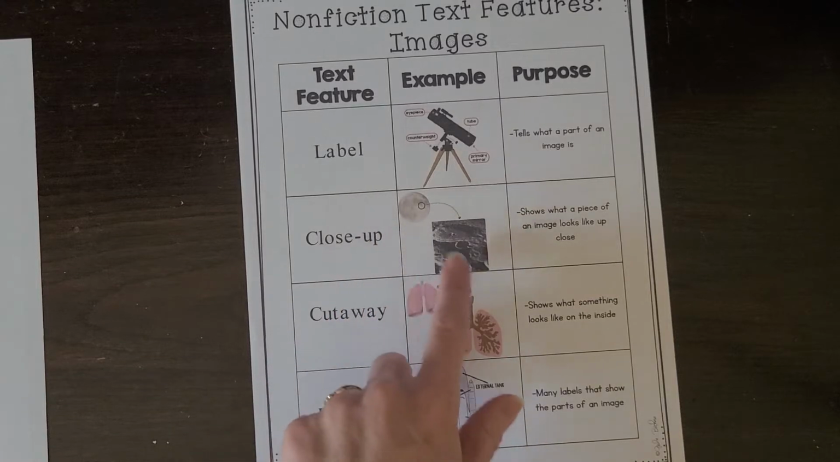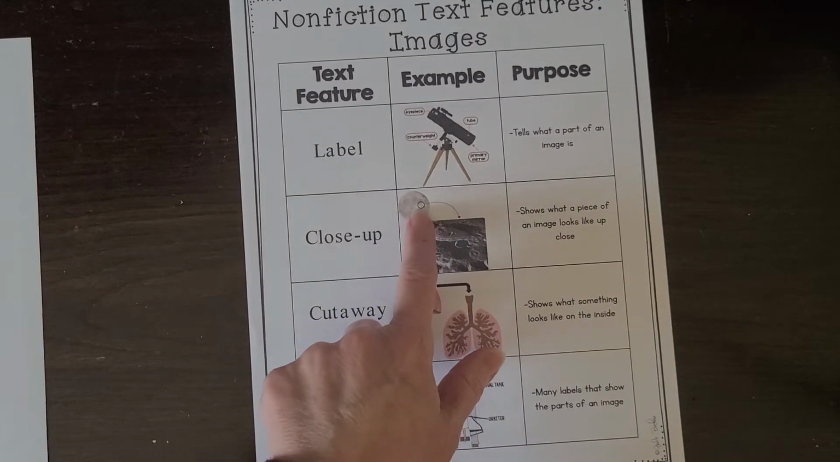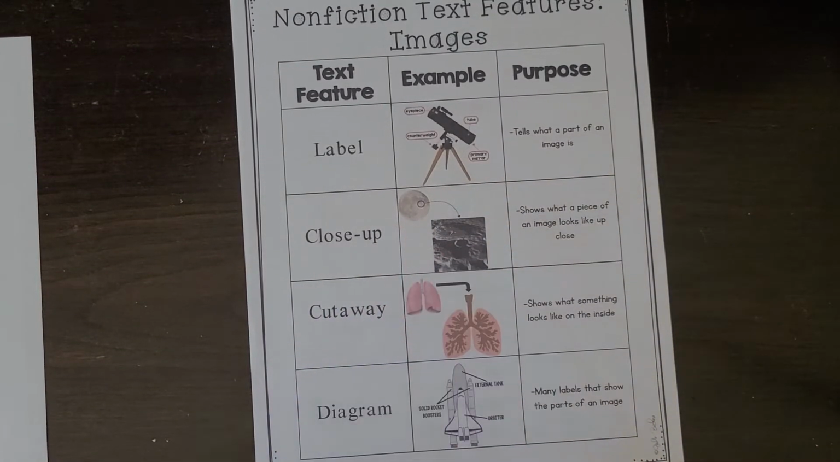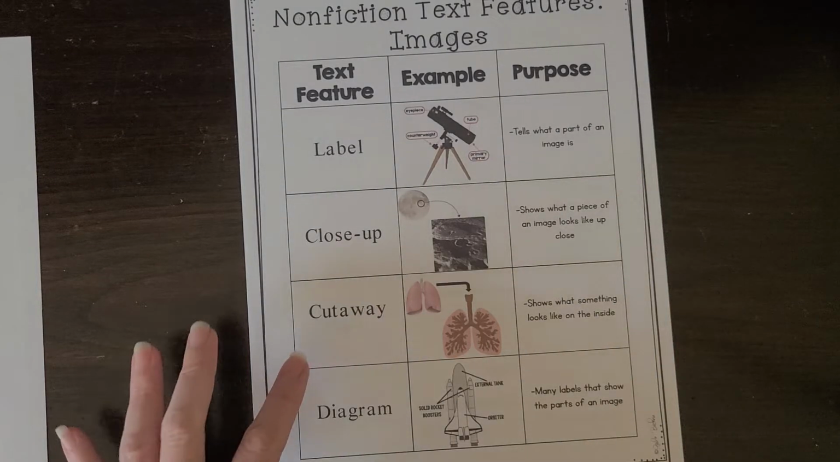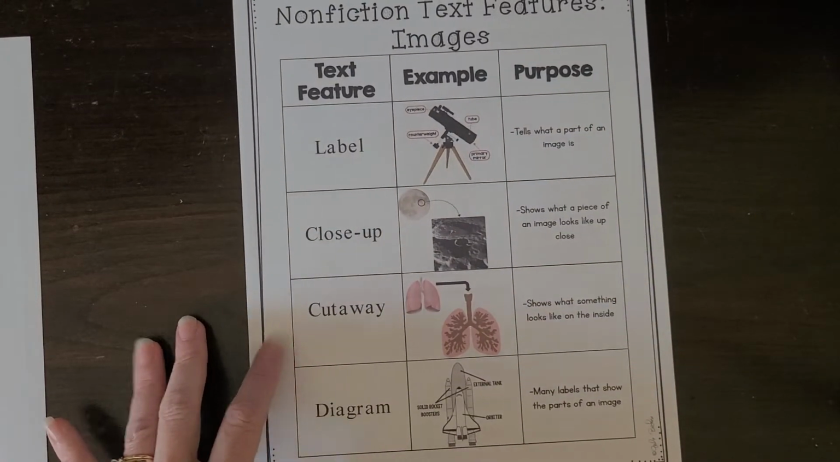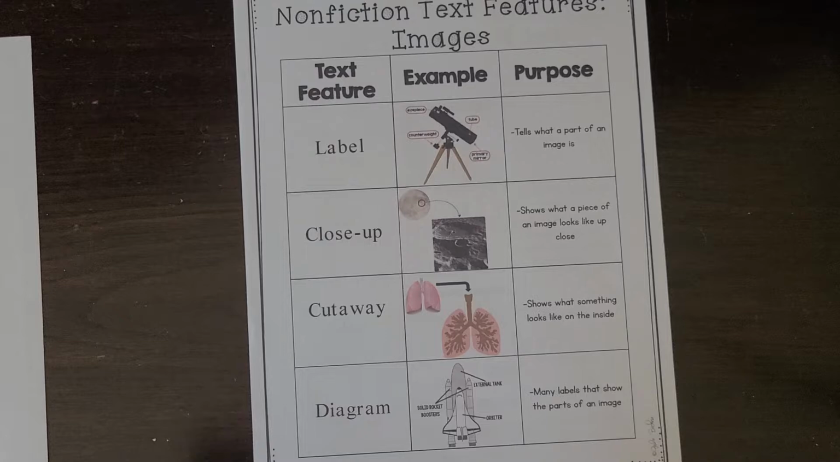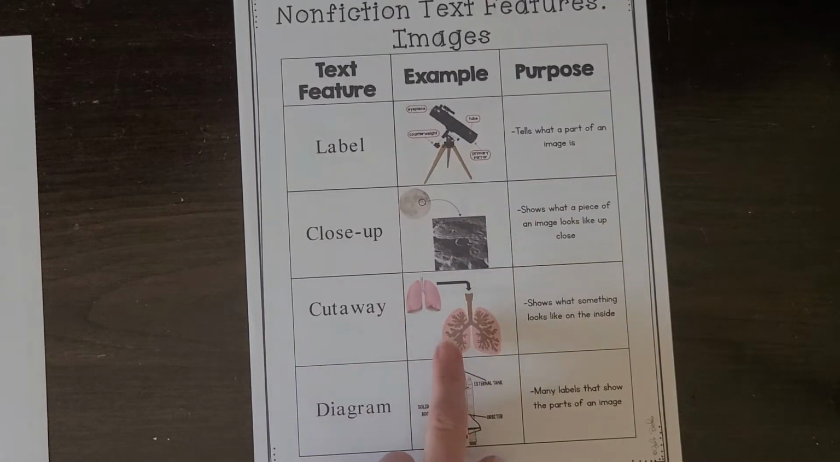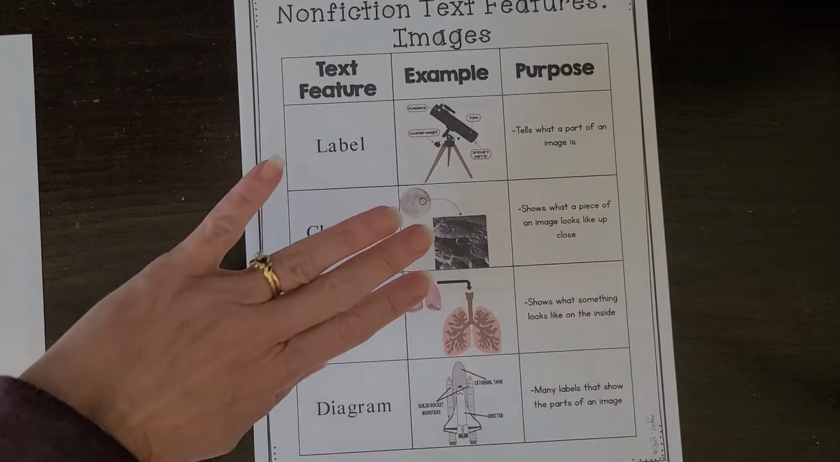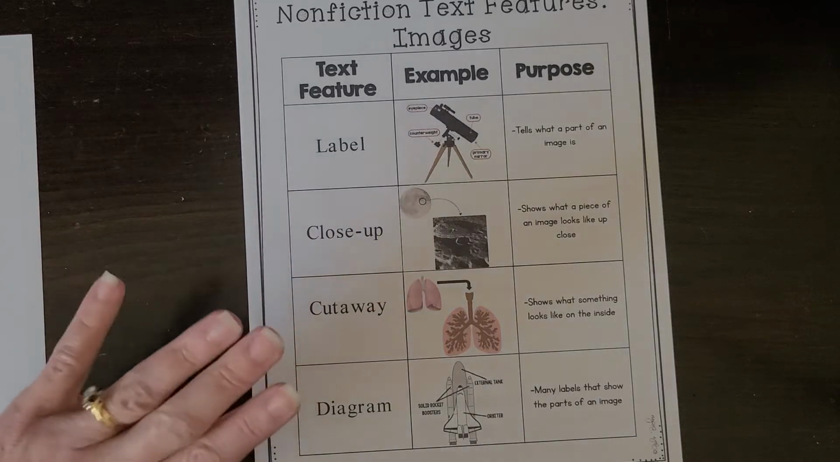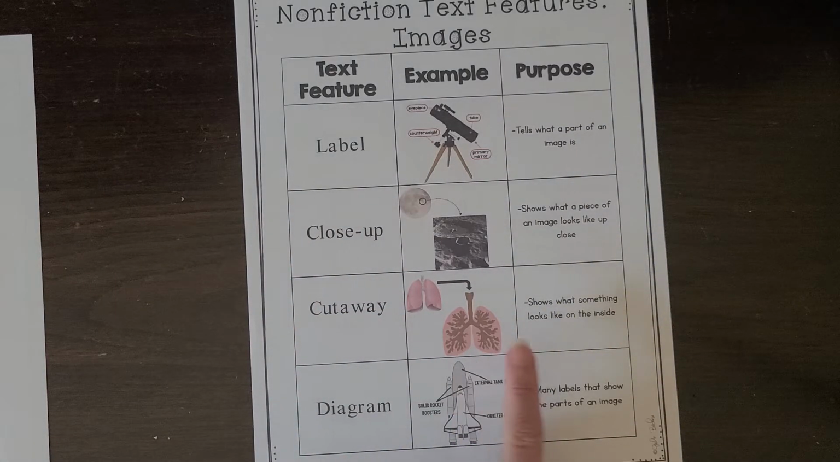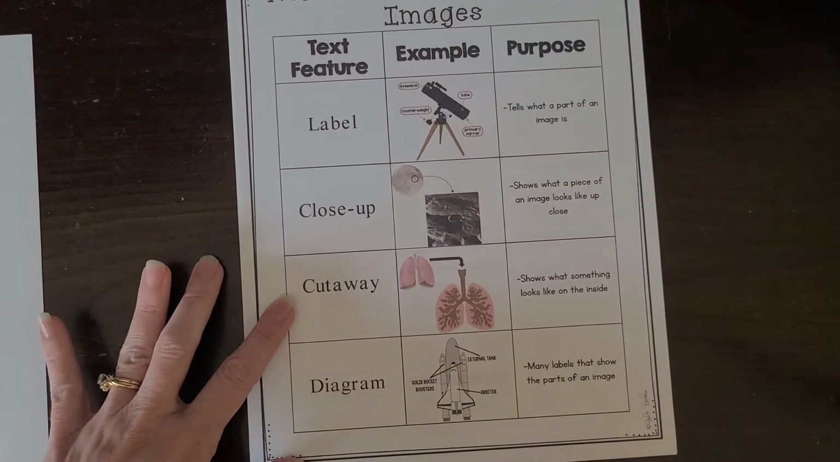A close-up is whenever you take a little part of a big picture and blow it up to where you can see it better. The purpose of that is to show what a piece of an image looks like up close. The cutaway is whenever you take part of it and you pull it away so that way you can see the inside of it. And the purpose of that is to show what something looks like on the inside. So that's why the author might include that.